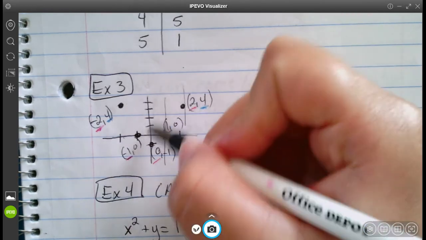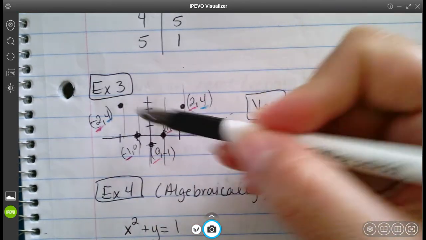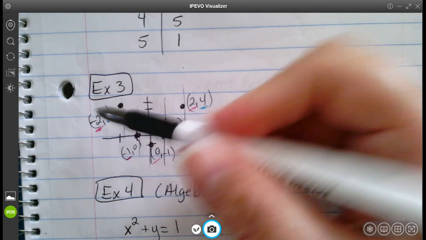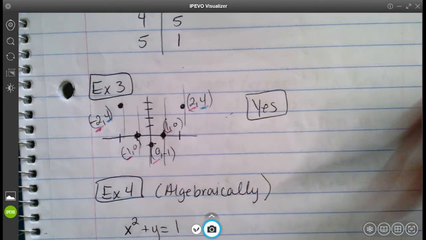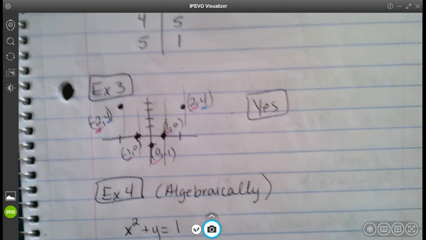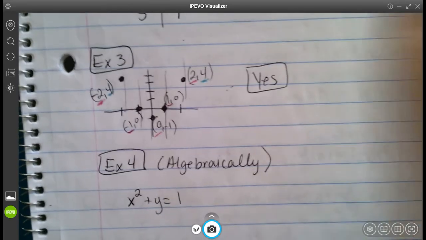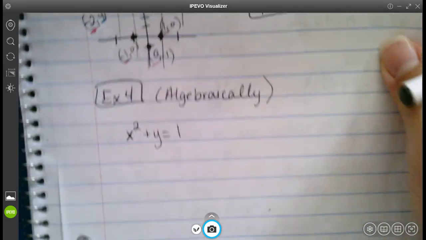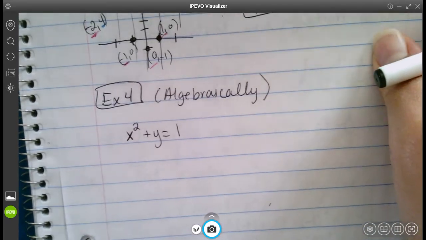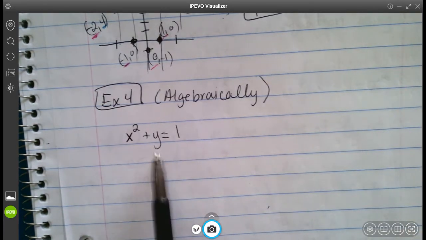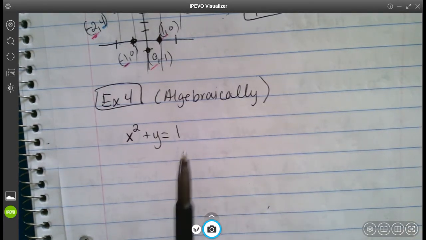If I were to do my vertical line test here, you can see that it only passes through 1 point at each time that I test. Okay, so this should all be reviewed so far. The last one we're going to look at is algebraically. If you don't remember what the graph looks like, we might have to graph it. So let's go ahead and see how this works algebraically.